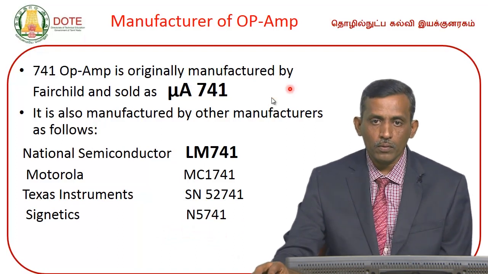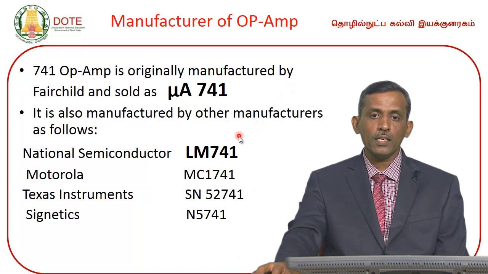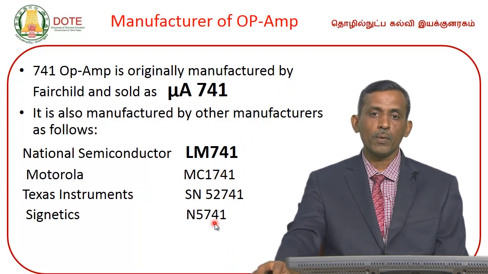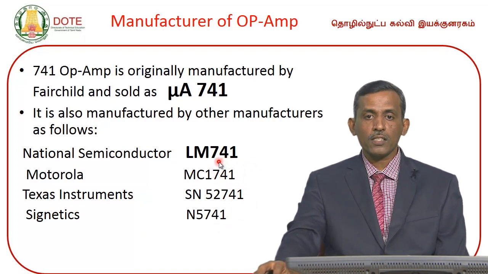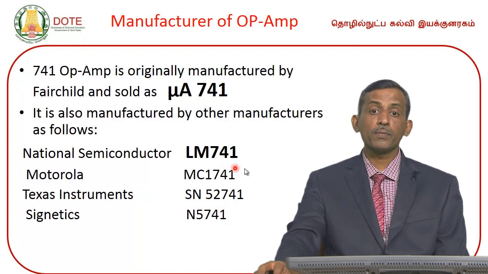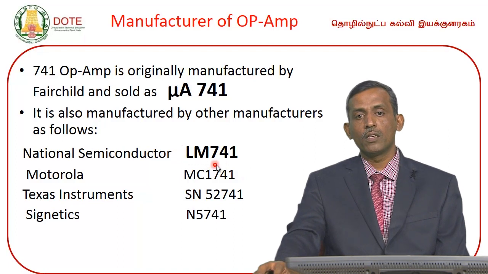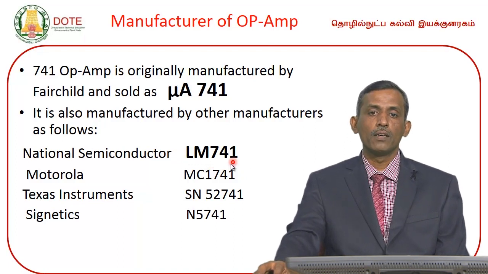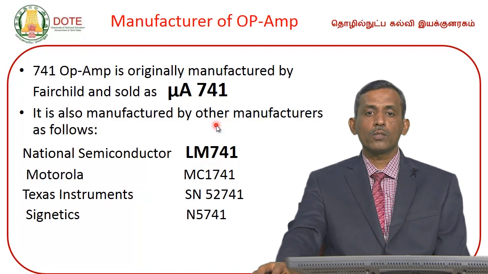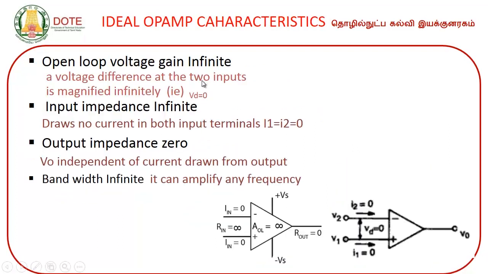Now you observe that in all these IC names the last 3 digits are all 741. So this last 3 digit 741 refers to the actual type of circuit inside the chip. It is nothing but the operational amplifier. Understood? So these are all only manufacturing codes. Now we are coming to the important discussion about the characteristics of the device.